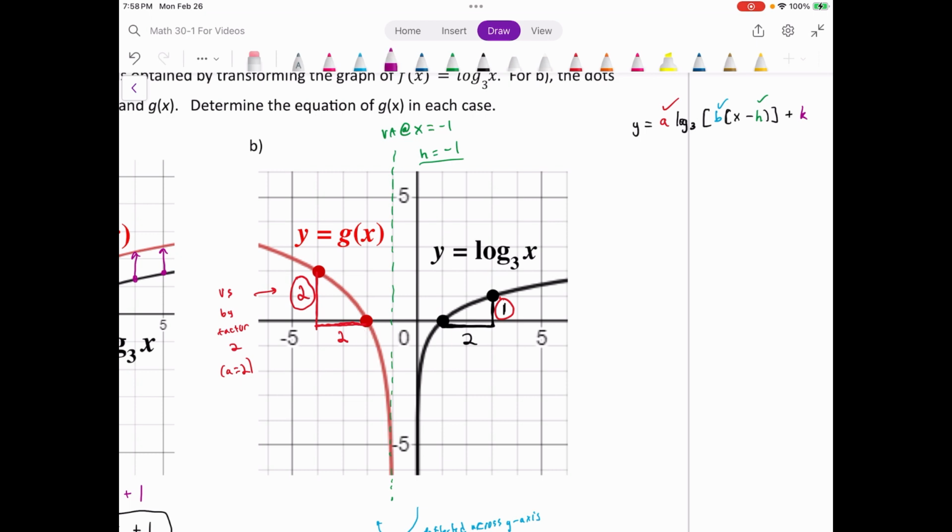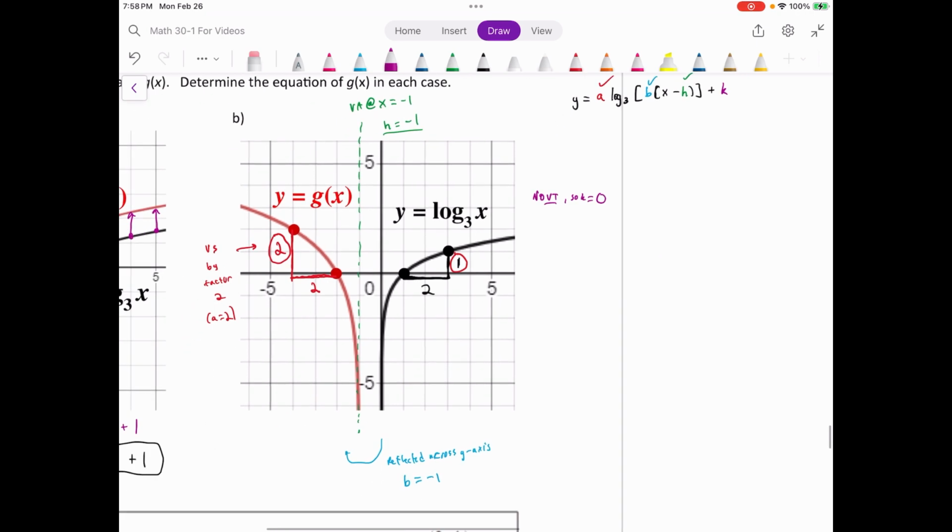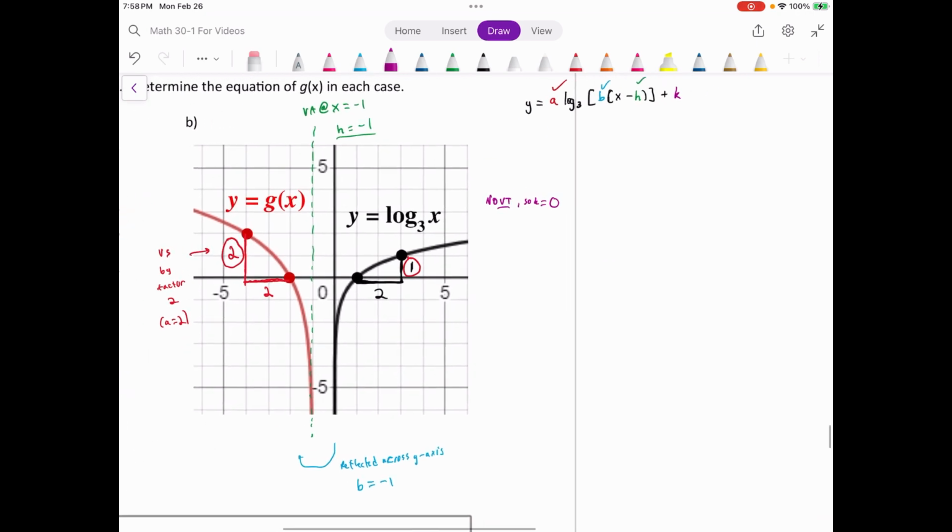So no vertical translation, so K equals 0, meaning we don't really need to include it in our equation. So we've got our A, it's 2, we've got our B, it's -1, we've got our H, it's -1, and our K is just 0.